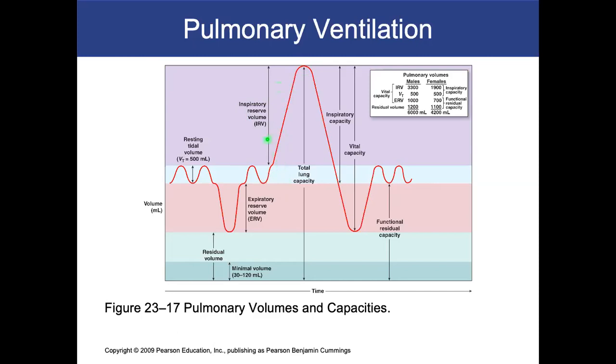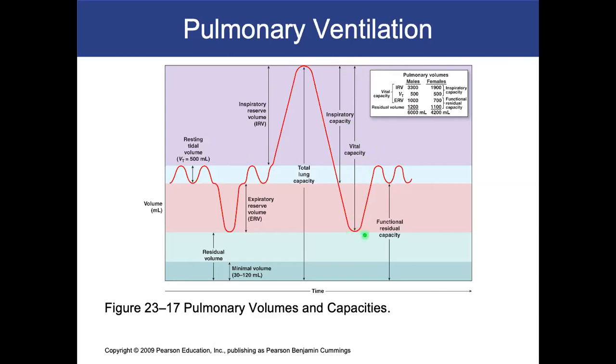Volumes are actually, how do we figure out volumes? You measure, it's a waveform measurement. If we're talking about capacities, like vital capacity is the sum of many waveforms. So notice vital capacity includes your inspiratory reserve, your tidal volume, and your expiratory reserve. So that's how much air you can maximally move. So vital capacity is how much air you can maximally move.